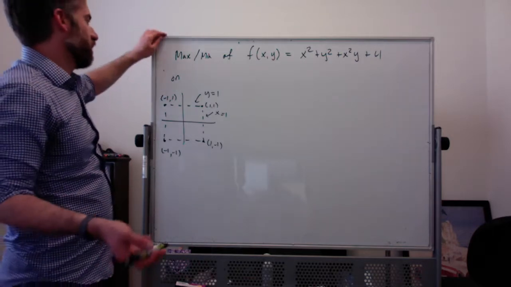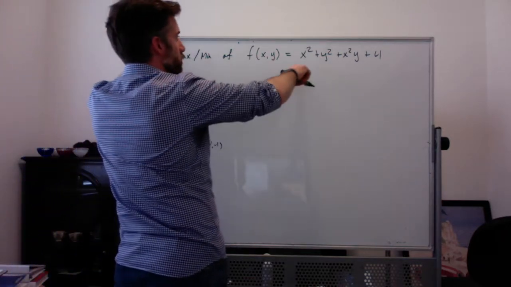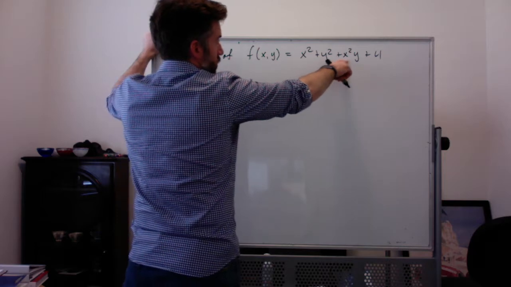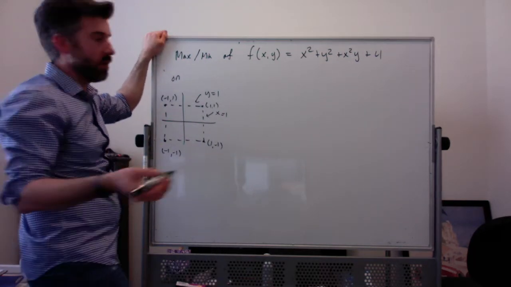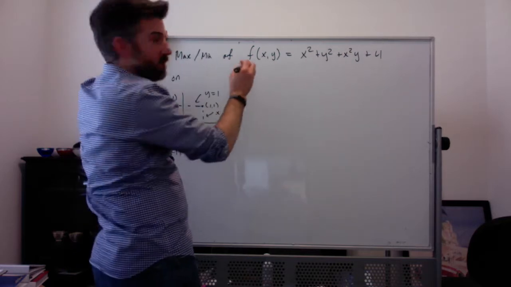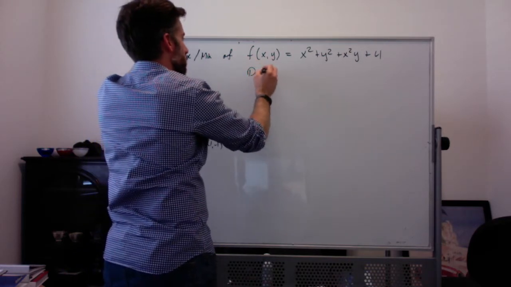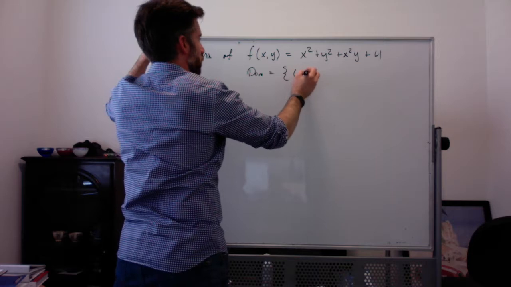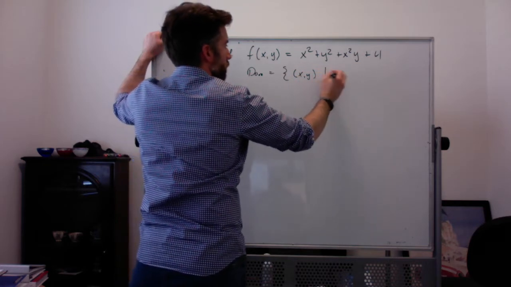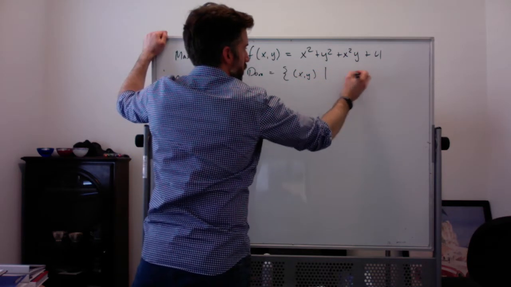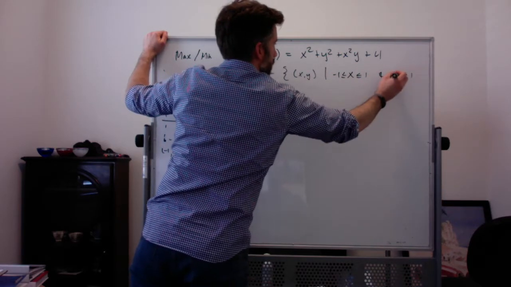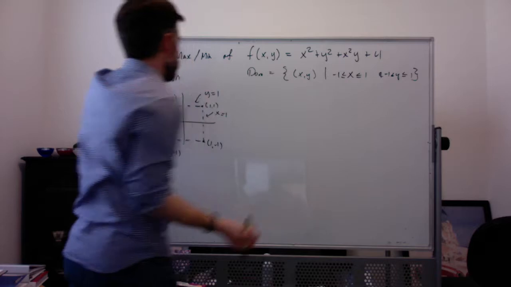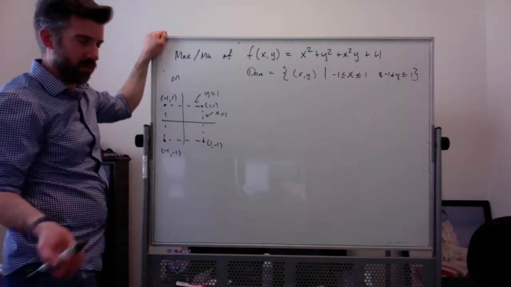So we're going to look at the function f of x y equal to x squared plus y squared plus x squared y plus 4 on the boundary where x and y are between -1 and 1, which we often could write like this. You could say that the domain is the set containing x and y such that x is between 1 and -1, and y as well. And so the first thing we do, as usual, is we find the critical points.